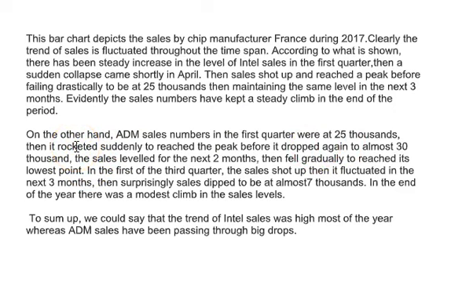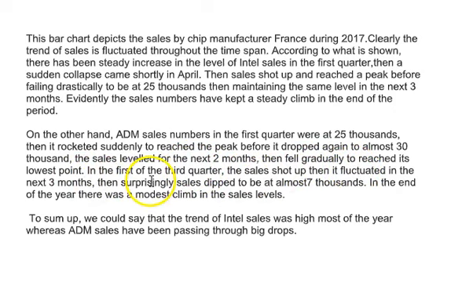It's good. What I would say is just to end the sentence after that one. Okay, so again, dropped again to almost 30,000. Full stop, because otherwise it becomes a really long sentence. Then new sentence, capital T, the sales levelled for the next 2 months, then fell gradually to reach, no ED, its lowest point, or the company's lowest amount. Okay, good. In the first of the third quarter, so possibly here at the beginning of the third quarter, the sales shot up, then it fluctuated in the next 3 months.